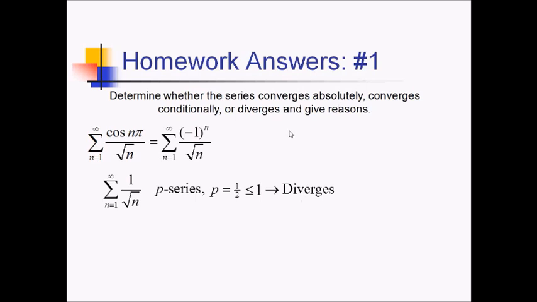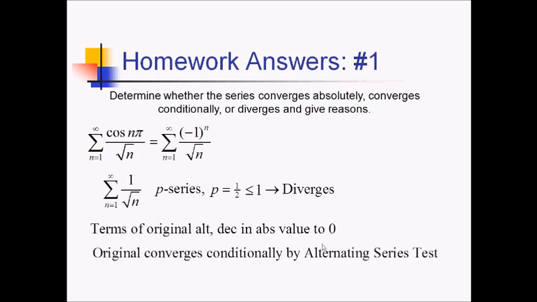So now we look again at the alternating version of this, and we see that the terms of this are going to be alternating, and also since the denominator is growing faster than the numerator, which isn't really growing at all, it's also going to be decreasing to 0 in absolute value. So since the terms of the original are alternating and decreasing in absolute value to 0, we would say that this would converge conditionally by the alternating series test.